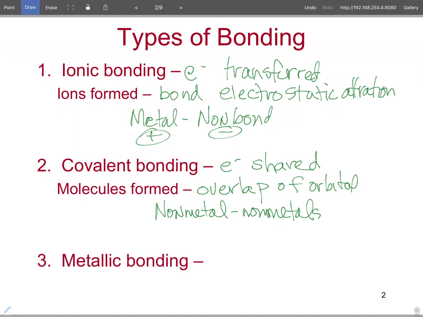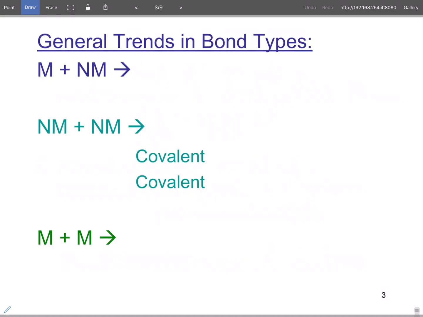Now, metallic bonding, we're going to spend the least amount of time on. Metallic bonding is known as a sea of electrons, and it's only involved with metals forming bonds with each other. We'll spend one or two slides on it, may only be one, I can't even remember, and then we will be done with metallic bonds. More about that in just a minute.